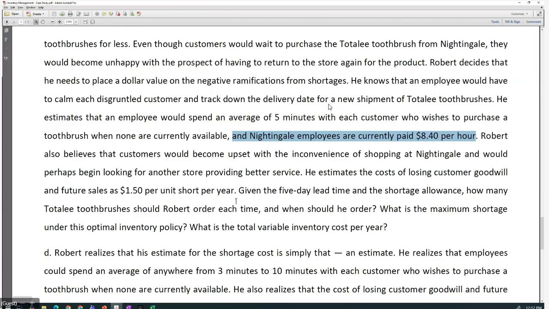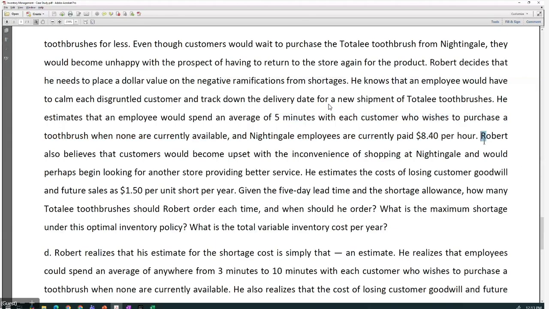Now, the moment I have shortage, this is input for your shortage cost. I hope you understand why. Because each time a customer is not happy, my employees have to spend some time with the customer, right? That is what we mean here.